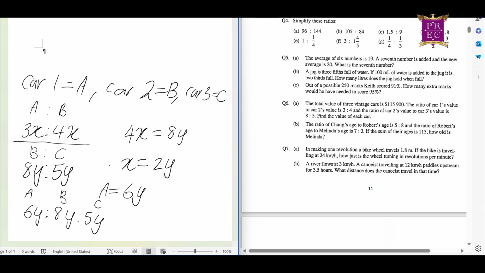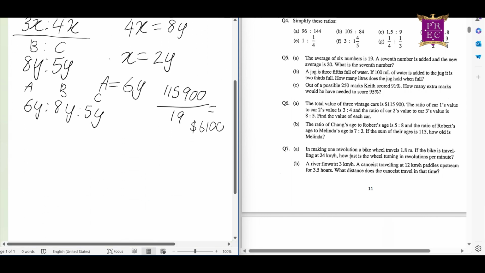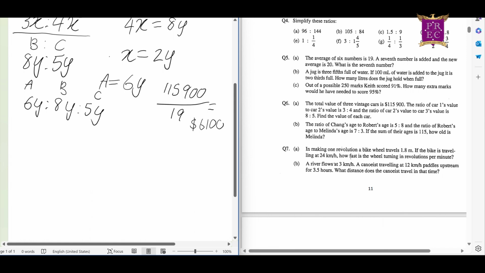now what we do is we add up all the parts, so 6 plus 8 plus 5 gives us 19, and we divide 115,900 by 19. Okay, by doing that we should get, let's do the calculations, 115,900 divided by 19 should give us 6,100. Okay, so one part is 6,100. So what we do is we times 6,100 by each part here to get the value of each car.